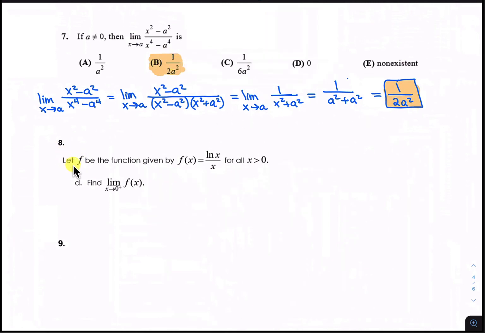All right, and number 8. Let f be the function given by f of x equals the natural log of x divided by x for all x greater than 0. And we want to find the limit as x approaches 0 from the right.